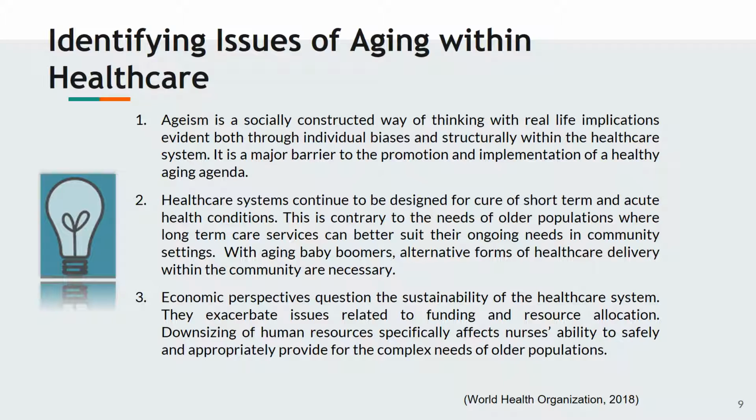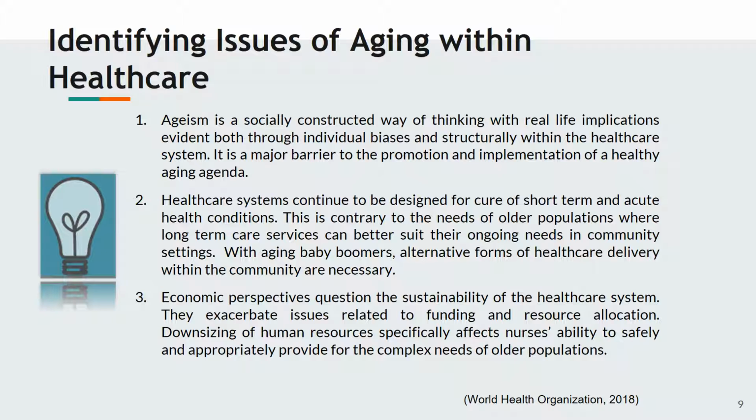The second major issue is related to the fact that healthcare systems continue to be designed for cure, short term cure, and acute healthcare conditions. This is going to be contradictory to the needs of older populations where long term care services can better suit their ongoing needs within a community setting. This is especially the case with aging baby boomers, which is basically shifting our focus in the way that we should be delivering care.